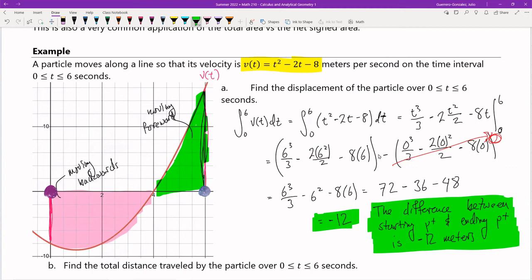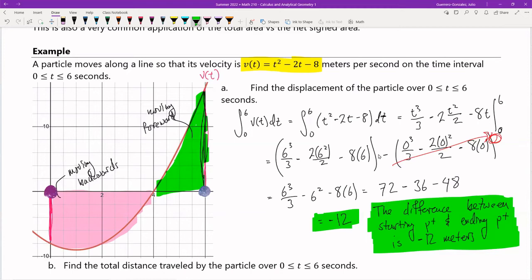Because the velocity was negative, he was moving backwards. This particle was moving backwards to begin with, right? So that distance should be negative, right? At t equal 4 seconds, if you look at the graph, that's where he starts moving forward again. But he didn't move forward enough to cancel out the negativeness that he did from 0 to 4 seconds, right? So he's still at a deficit. He's still 12 meters behind where he started. Does that make sense? That's the net signed area.